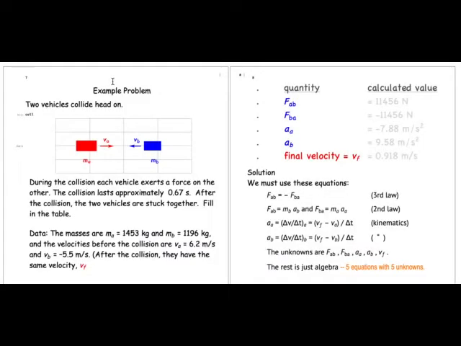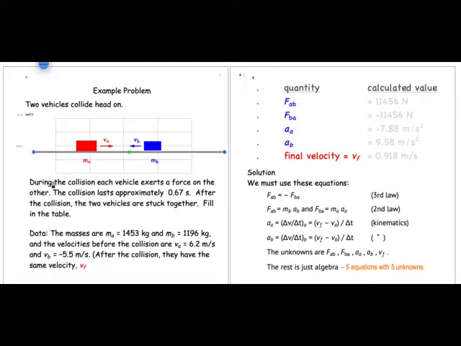Here's an example problem. Two vehicles collide head-on. Let's suppose we have some object, let's call it a cart, with a mass ma and a velocity va. And suppose we have another cart with a mass mb and a velocity vb. And they're going to engage in a head-on collision. We can just think of this as an example of one-dimensional motion because they're both moving on the same line.